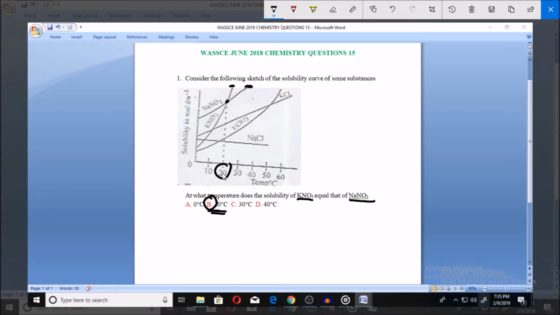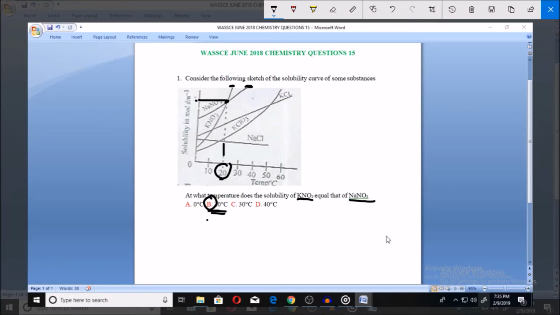So why is it B? Because the curve for KNO3, which is this, and the curve of NaNO3, which is this, intersected at this point. So at this point, they are having the same solubility. If you trace it this way, you get the solubility in mole per dm cubed. But if you trace it down, you're going to get the temperature, which is 20 degrees Celsius. So that's why B is the answer to that problem.